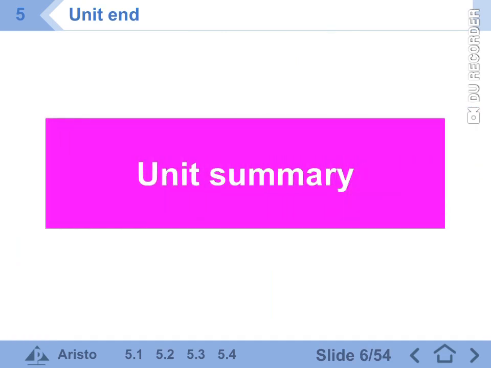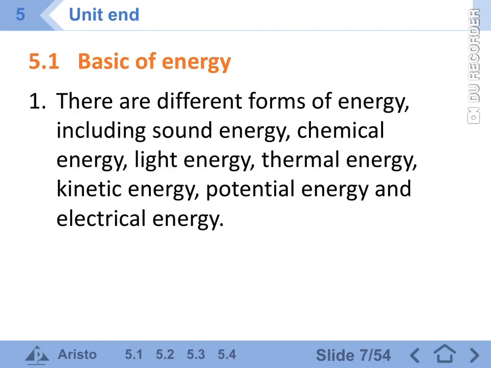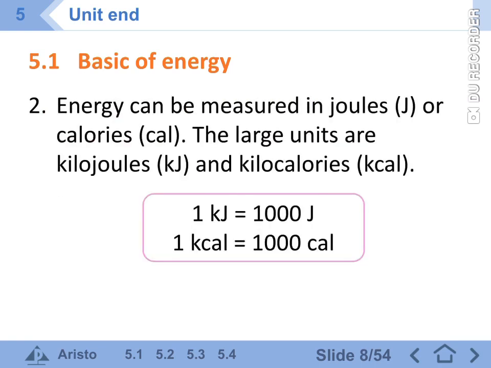Now we can go on to the unit summary to take a quick look at what we have talked about in each session. In Chapter 5, there are 4 big sessions. In 5.1, we look at different types of energy. Again, there are 6 types. And number 2, we talked about joules and calories. In science, we mainly use joules. Calories are more for nutrition, or in food science. But mostly in physics in general, we use joules or kilojoules.